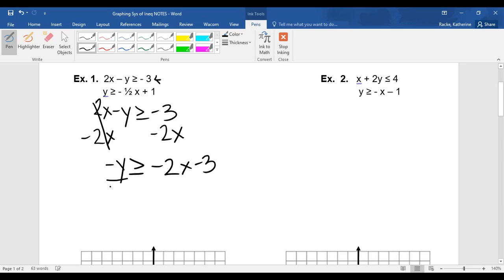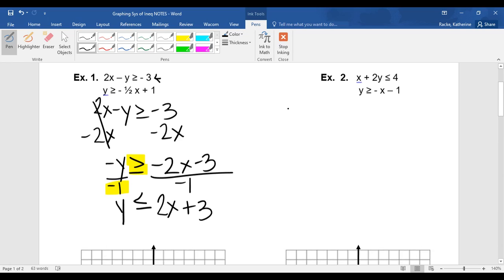Then I need to divide by -1 to get rid of the negative with the y and divide this whole side by -1. When you divide by -1, make sure that you are flipping your sign. So whenever you divide by a negative, we need to flip the sign the other way. So it's less than or equal to now. This is y. Negative 2x divided by -1 gives me a positive 2x, and -3 divided by -1 gives me a positive 3. So I am going to graph this line.